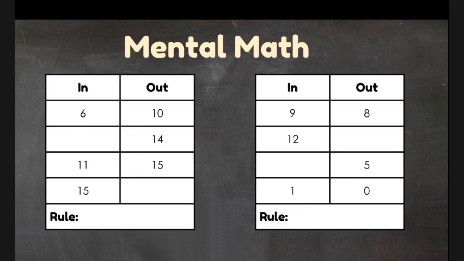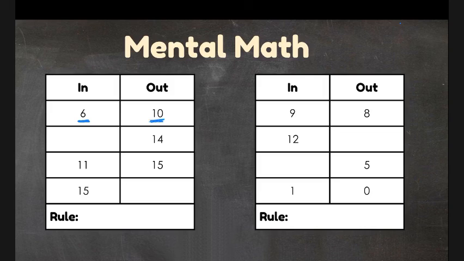When we do in-out machines, we have to think about what happens to that number in order to get the out. If we look at this first one, I have the number 6 going in, and the number 10 coming out. So I have to think about how that would happen. What would happen to the 6 in order to get to 10?